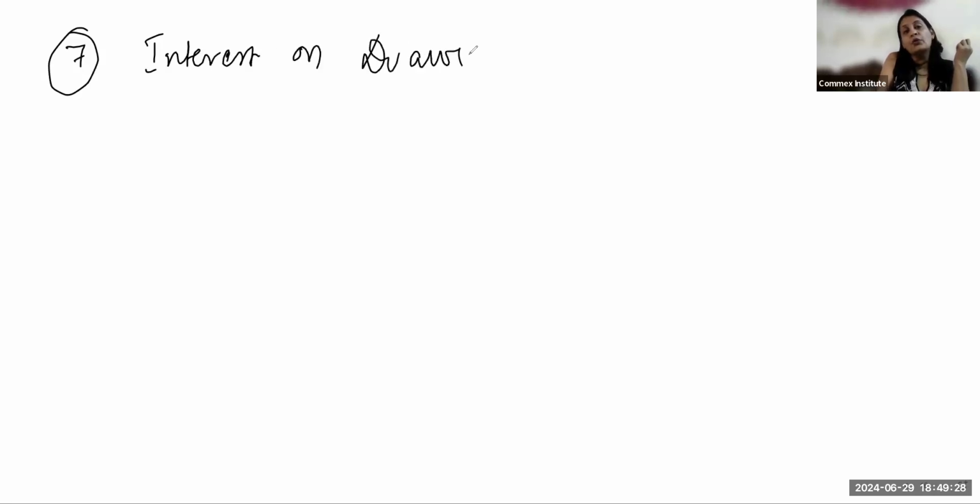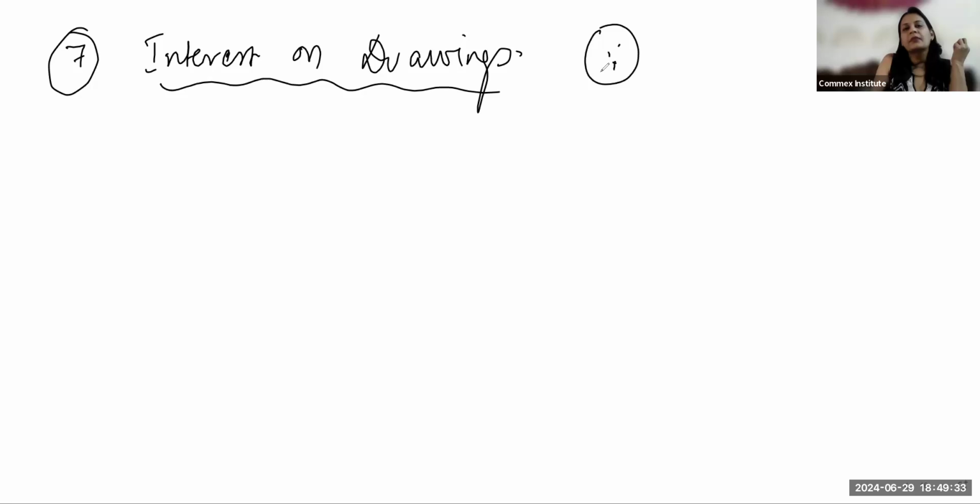Okay. So the next entry is interest on drawings. For this, we should know what we mean by drawings. This owner will obviously need money for his expenses, paying the fee of his son's school or purchasing something for him. So he will withdraw the money from the business. When he withdraws the money from the business, the arrow is going from business to the owner. This is known as drawings for his personal expenses.